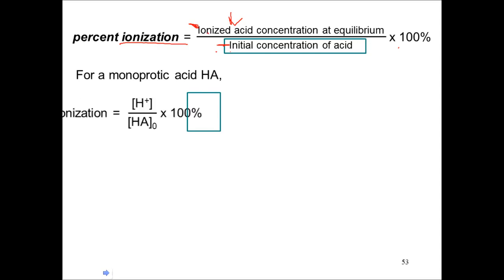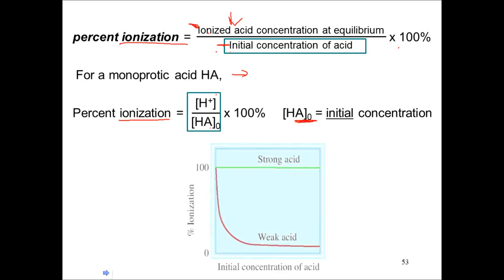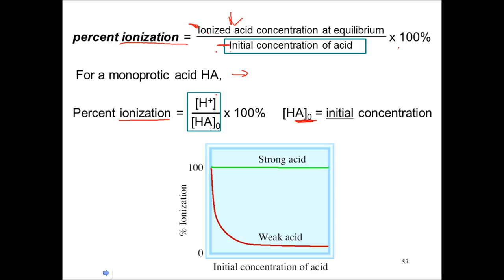For a monoprotic acid, percent ionization for HA would just be the hydronium ion concentration over the initial concentration times 100. HA, again, with the sub O is initial concentration. Percent ionization for a strong acid is 100%. That's why you get the flat line. But for a weak acid, we get this negatively sloped curve, and that is what a weak acid's percent ionization would look like.